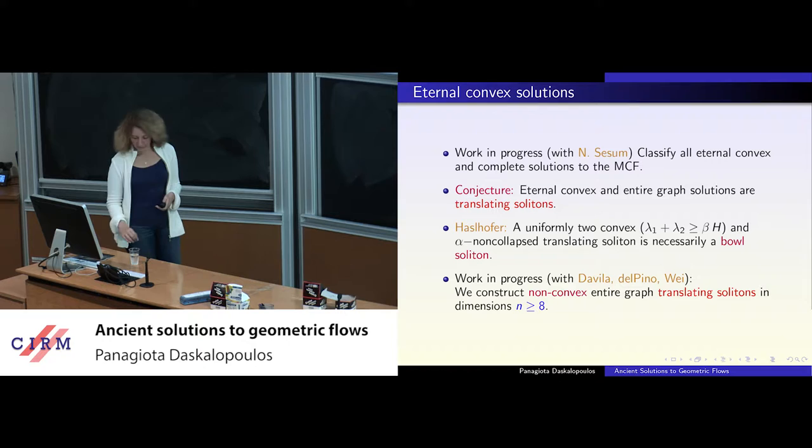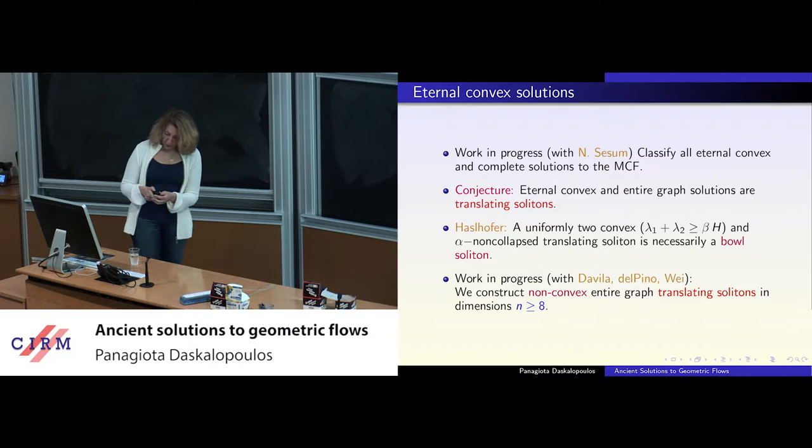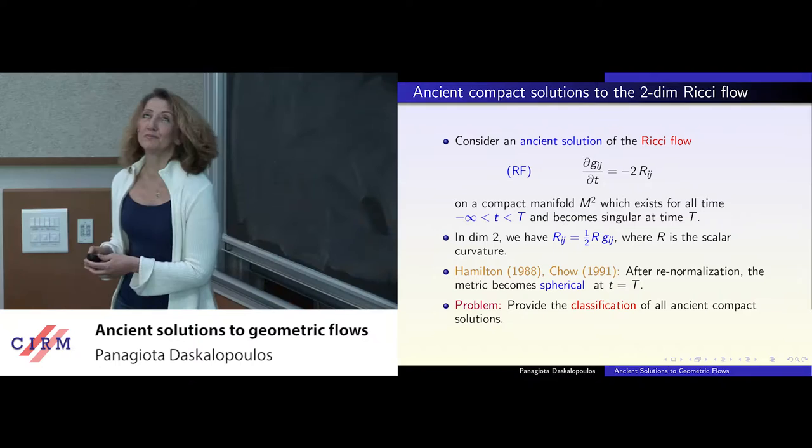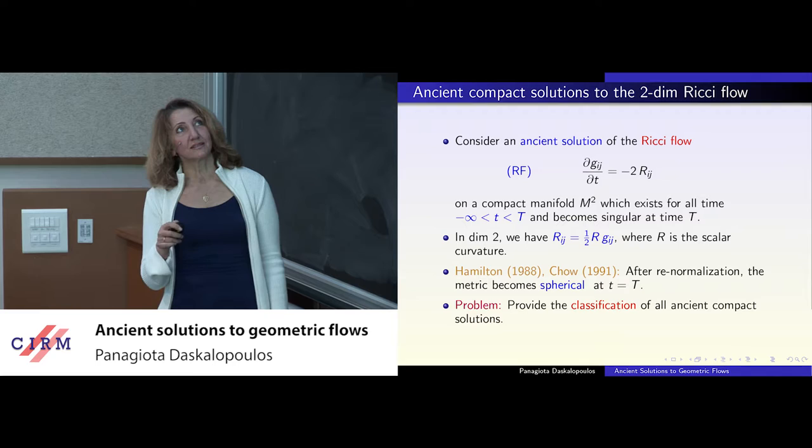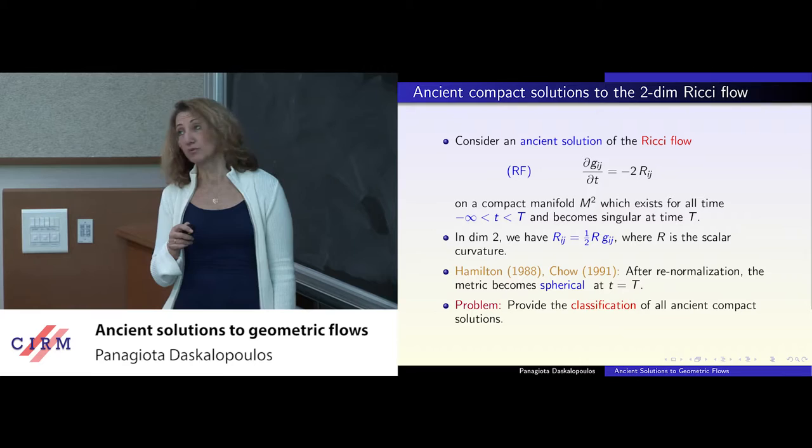Okay, so this is what we know and what we don't know about the mean curvature flow. And let's now go to the Ricci flow. Again, it's a very well-studied equation, and I will not discuss it in detail. I just want to remind you that it's the evolution of a metric, g_ij, by its Ricci curvature.